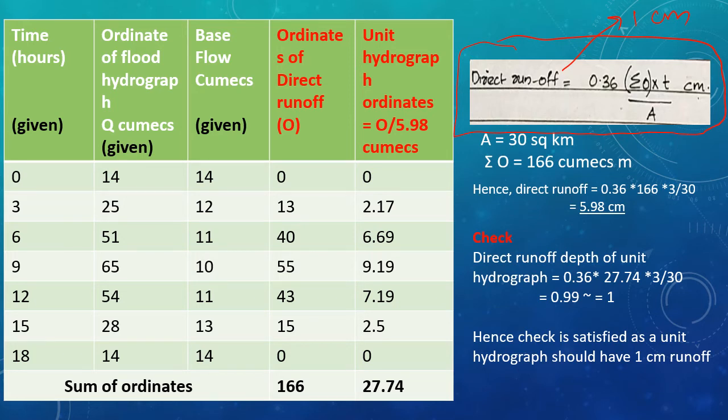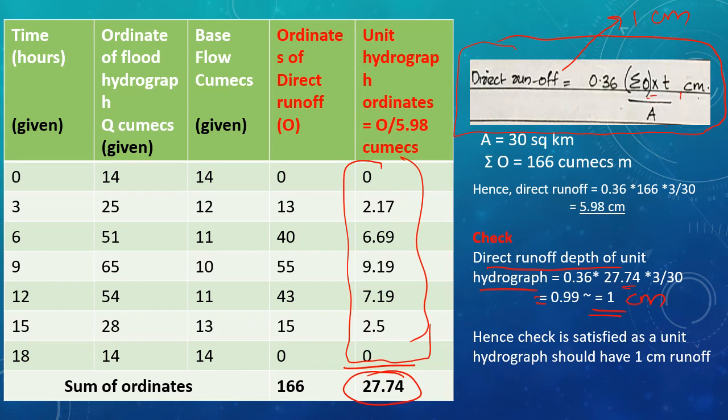So to do the check, find the direct runoff depth corresponding to these ordinates. For that, first find sigma O of unit hydrograph, that is equal to 27.74, and substitute in this equation, that is 0.36 into 27.74, t and A are the same, and you will be getting it as 0.99, that is approximately equal to 1 centimeter. Therefore the check is satisfied and the ordinates that we found out are correct, and it is having a runoff depth of 1 centimeter. So that concludes the problem.